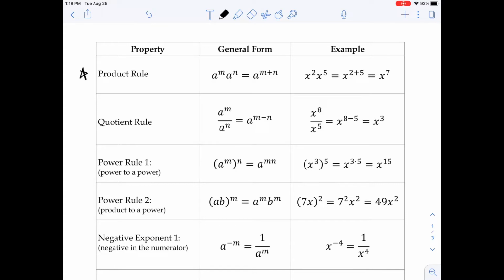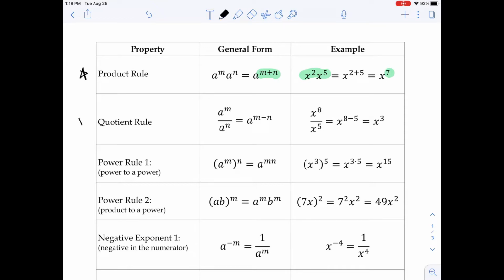So when you're multiplying with powers, what you do is you add the exponents. You can see that here: if you have a to the m times a to the n, you're actually going to add those exponents. It's probably easier to look at it as an example where you have some terms to multiply instead of just using the general form. So if I have x squared times x to the fifth, we add the exponents and that gives us x to the seventh.